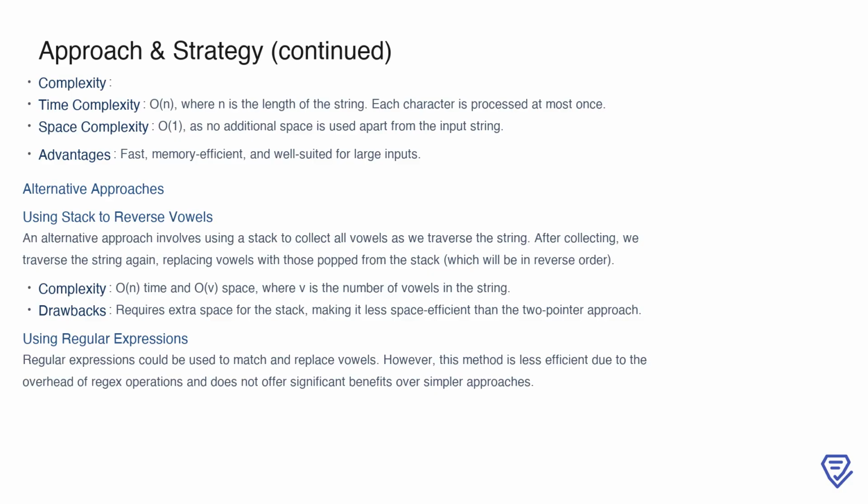Additionally, there are alternative approaches worth mentioning. One example is using a stack to reverse the vowels. Here, vowels are pushed onto the stack during traversal and then popped in reverse order during a second traversal to replace the original vowels. However, this requires extra space O(v), where v is the number of vowels, making it less efficient than the two-pointer approach. Another alternative involves using regular expressions to match and replace vowels, but regex operations introduce overhead and don't provide substantial benefits compared to simpler methods.